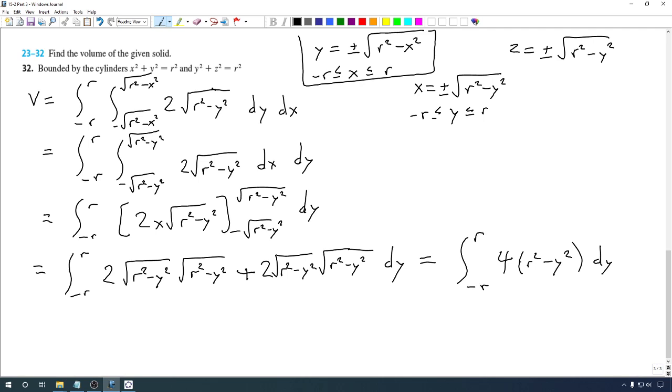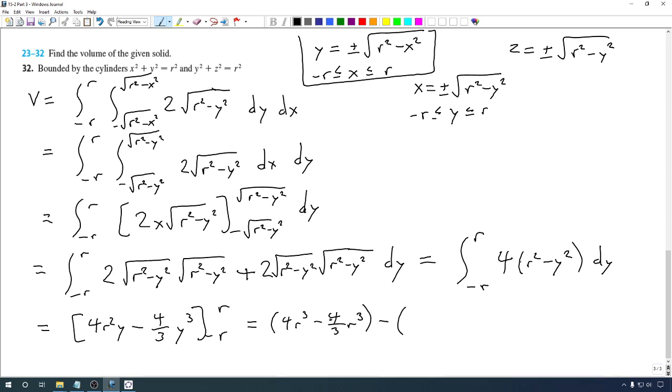No square roots in sight anymore, which is kind of nice. Very, very nice. We go ahead and integrate that. Remember, we're doing it with respect to y now, so we end up with a 4r squared y, and a minus 4/3 y cubed, going from minus r to r. We go ahead and plug those in. We end up with a 4r cubed minus 4/3 r cubed.